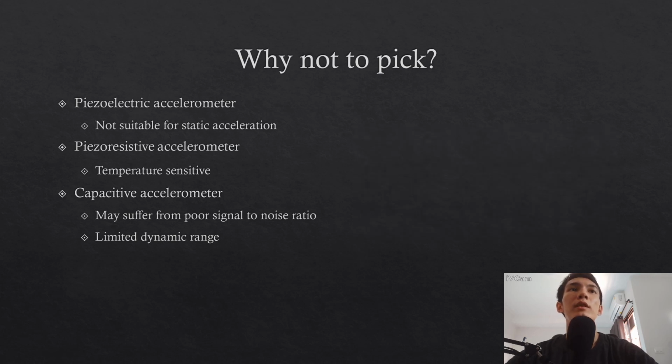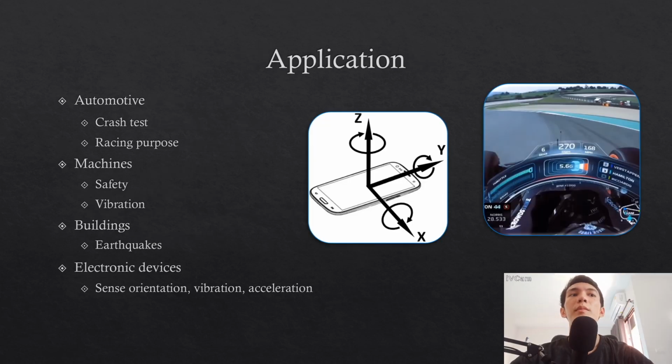The capacitive accelerometer may suffer from poor signal to noise ratio and has a limited dynamic range. For the application, it can be seen in automotive, like in a crash test, in racing, or in other safety purposes. Like in the right picture, it is a picture of a Formula 1 car that can detect the G-force that the car and the driver are experiencing.